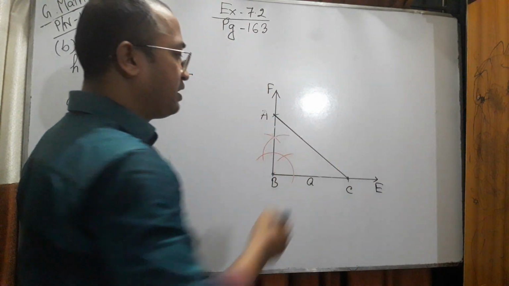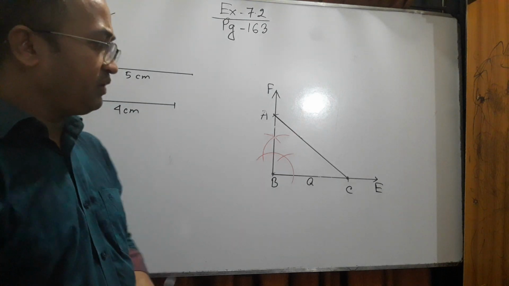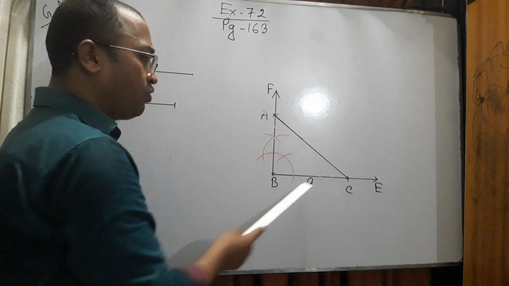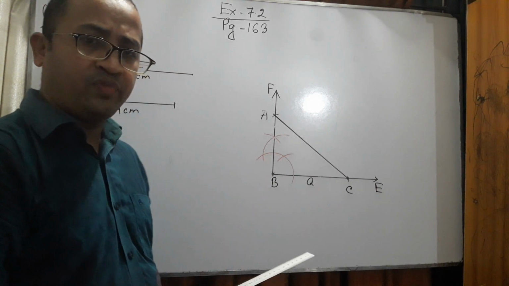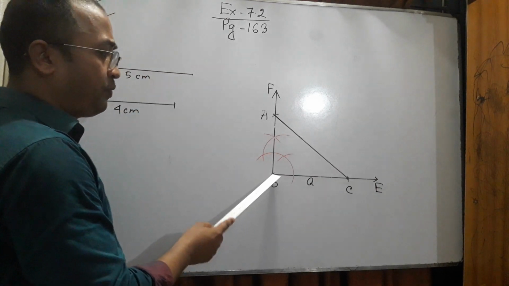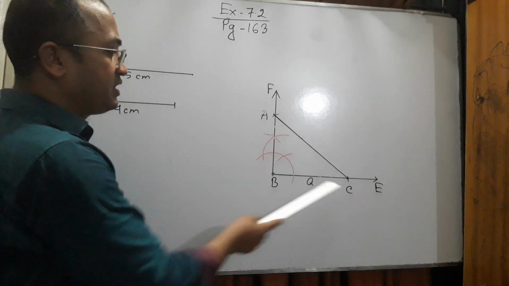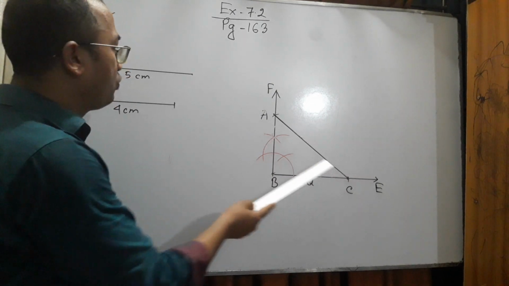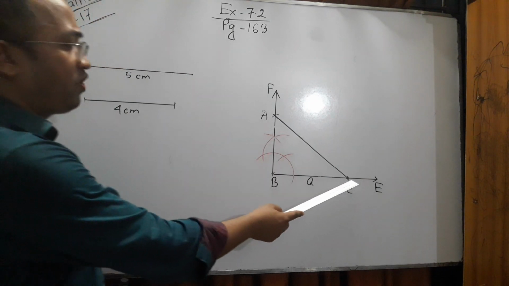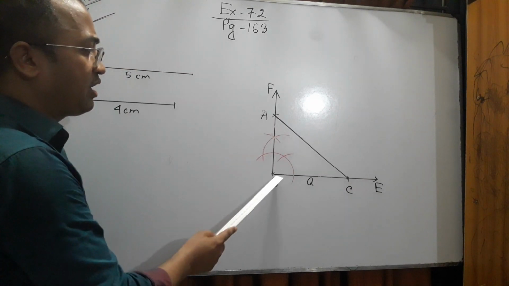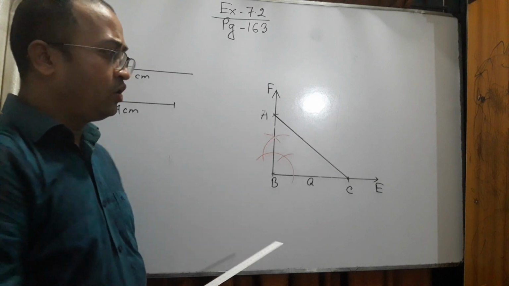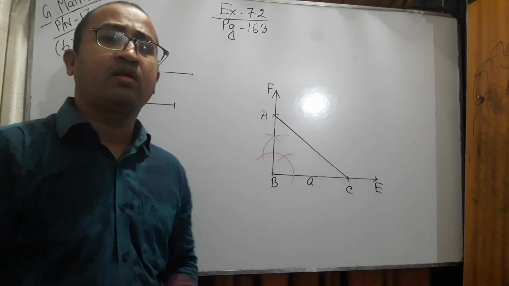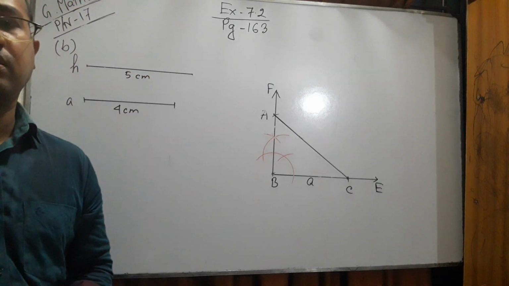Look, ABC is our right angle triangle. Again, BE is any ray. From the ray BE, we take BC equal to A, and at the point B, we draw a right angle CBF. With center C and the radius of H, we draw an arc. We cut the line BF at A. Join AC. So ABC is our required right angle triangle.